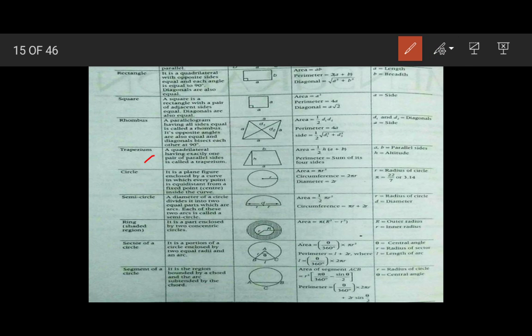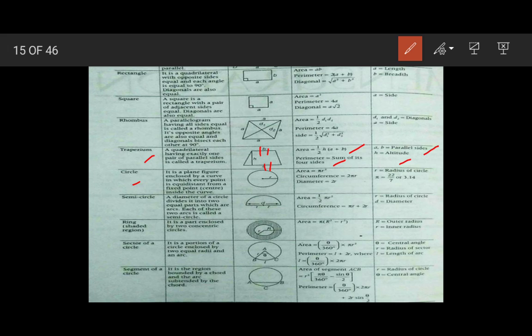Then next is trapezium, a quadrilateral having exactly one pair of parallel sides is called a trapezium. Okay, exactly one pair of parallel sides is known as a trapezium. So area is half into h into a plus b, then perimeter is sum of its four sides, where a and b are the parallel sides, length of parallel sides, okay, and h is the altitude.